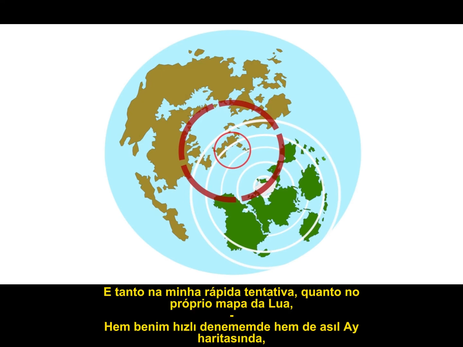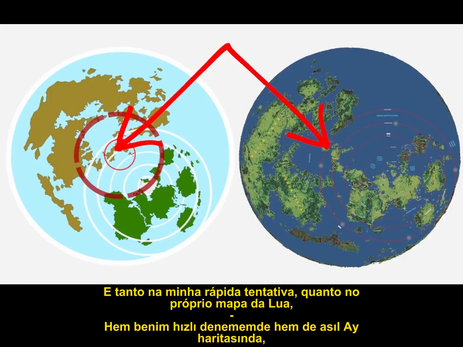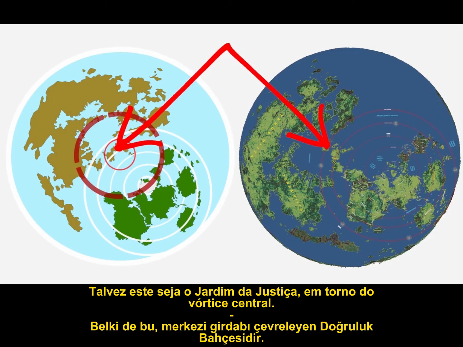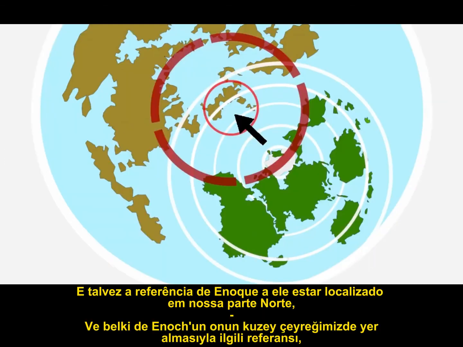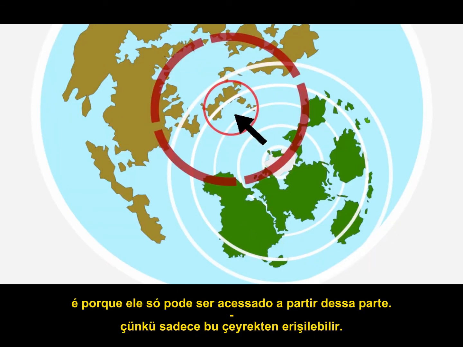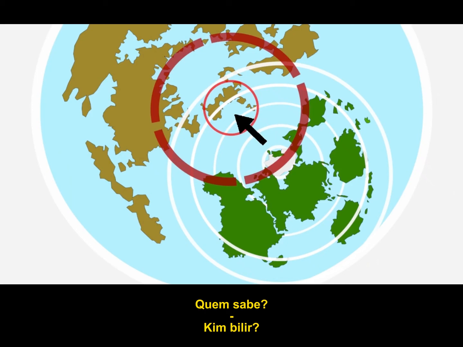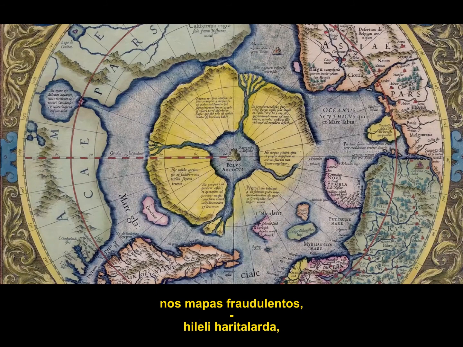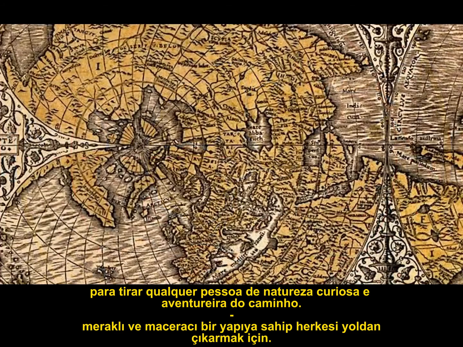And in both my quick attempt and the actual moon map, we do see a body of land right in the centre. Right here. Perhaps this is the Garden of Righteousness, surrounding the central vortex. And perhaps Enoch's reference to it being located in our northern quarter is because it can only be accessed from within this quarter. Who knows? It is likely that the controllers deliberately put Hyperborea at the Arctic in the fraudulent maps to throw anyone of a curious and adventurous nature off track.